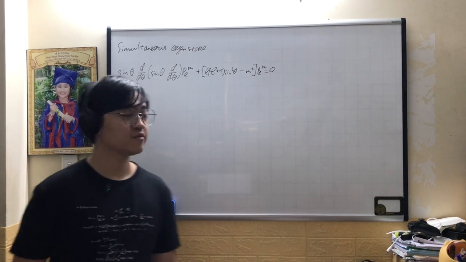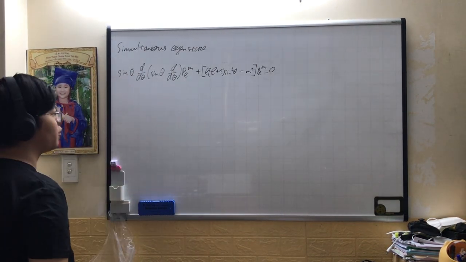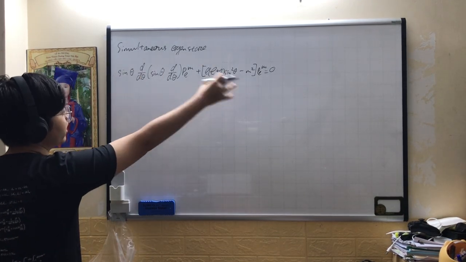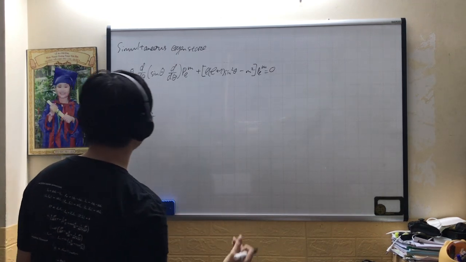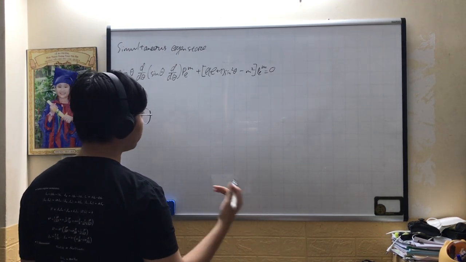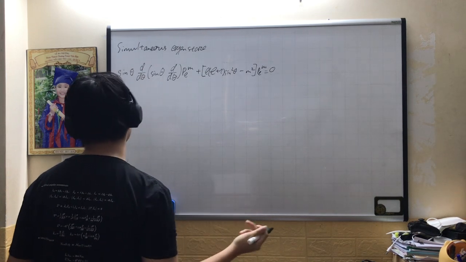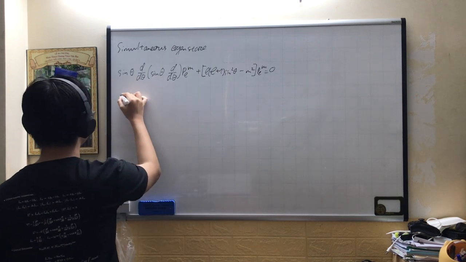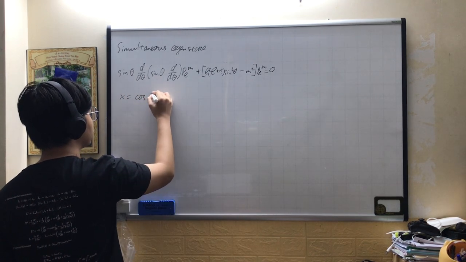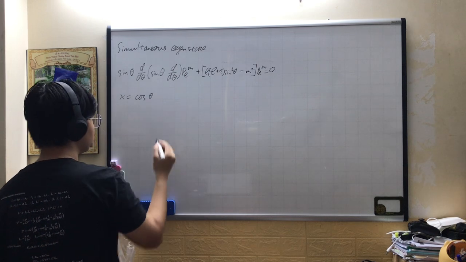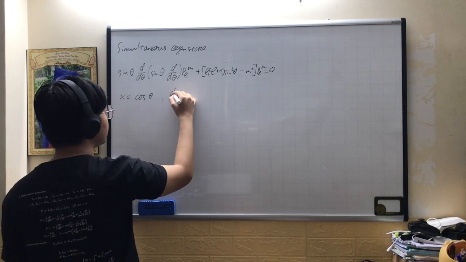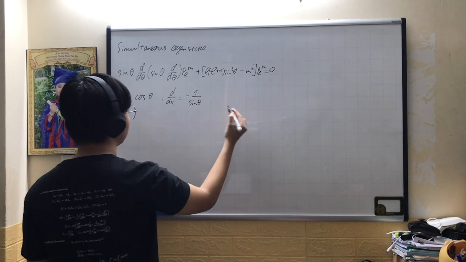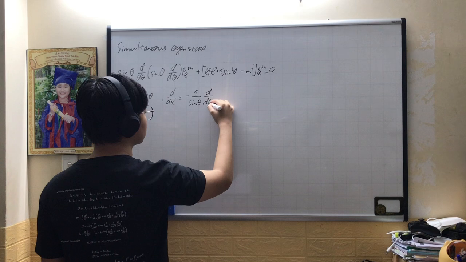Today, we're going to take a look at what we got from the last video and investigate further into this function right here. First things first, I want to convert this back to x. So what to do here is you take x equal to cosine theta. Now you can get dx is equal to minus sine theta d theta.